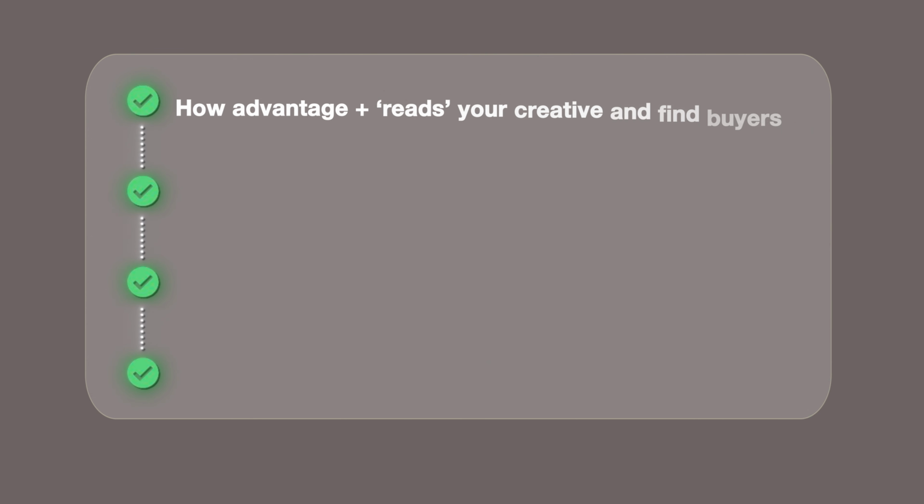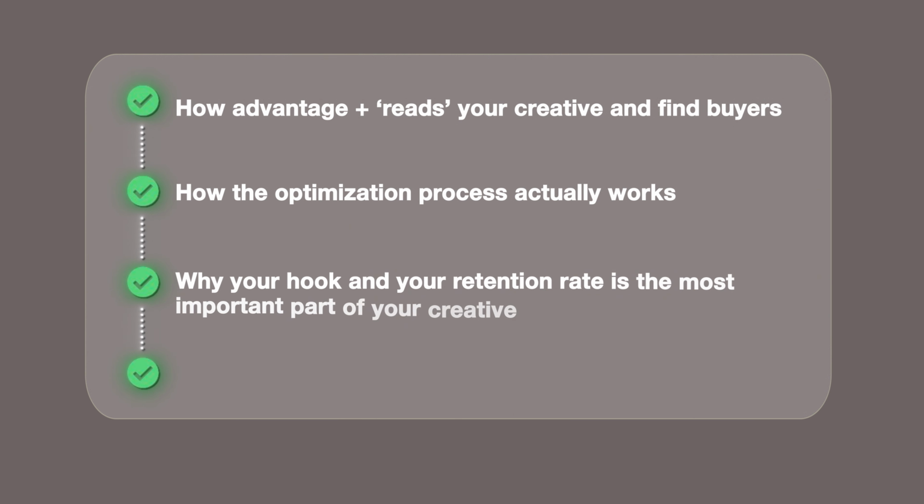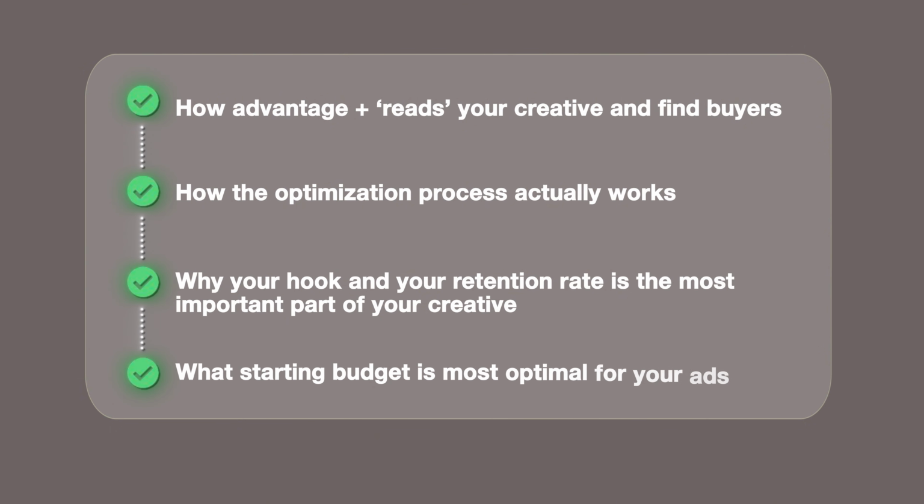Today I'm going to show you how Advantage Plus ads actually work. We're going to cover 4 things. Number 1, how Advantage Plus reads your creatives and finds buyers. Number 2, how the optimization process actually works. Number 3, why your hook and your retention rate is the most important part of your creative. And lastly, number 4, the question I get asked the most: what starting budget is most optimal for your ad?